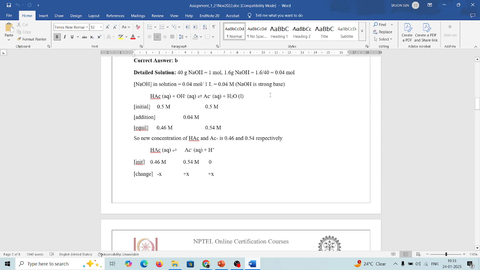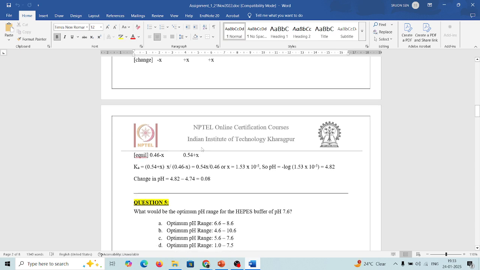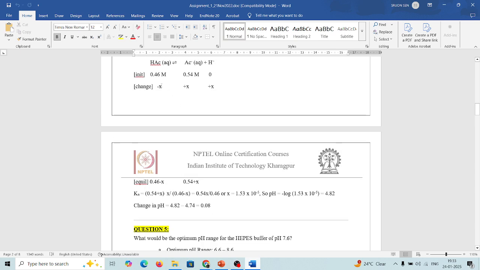So you have calculated in terms of moles. Okay, so that is about 0.04 molar, and now you put it like, so this is 0.46 moles and 0.04 moles, and here you have 0.54. How you are getting it is, it's 0.5 minus x, and here it's 0.5 plus x when it is in the equilibrium condition. Okay, so see the change. So minus x over here and plus x. So the minus x over here is 0.04 moles. So now the new concentration becomes 0.46 moles minus x and 0.54 moles plus x.